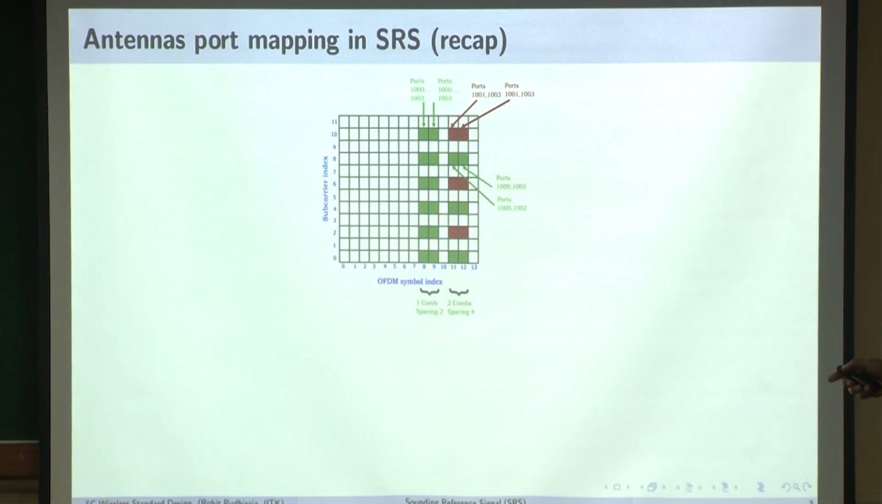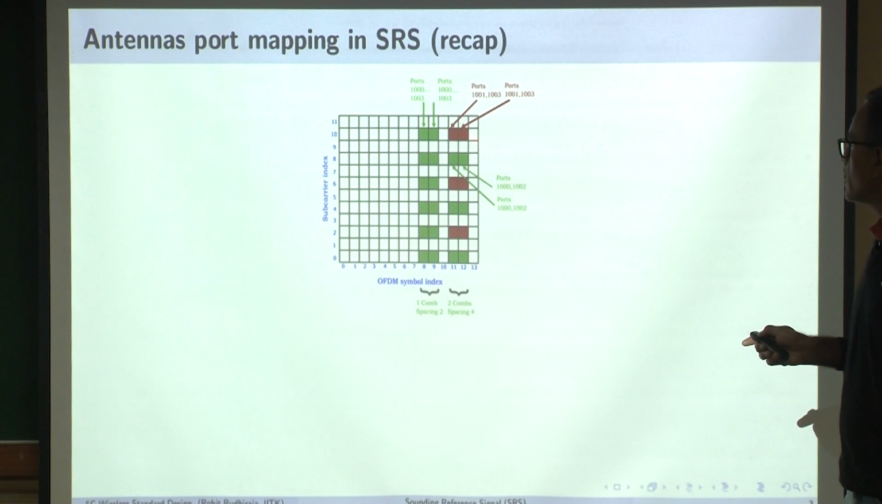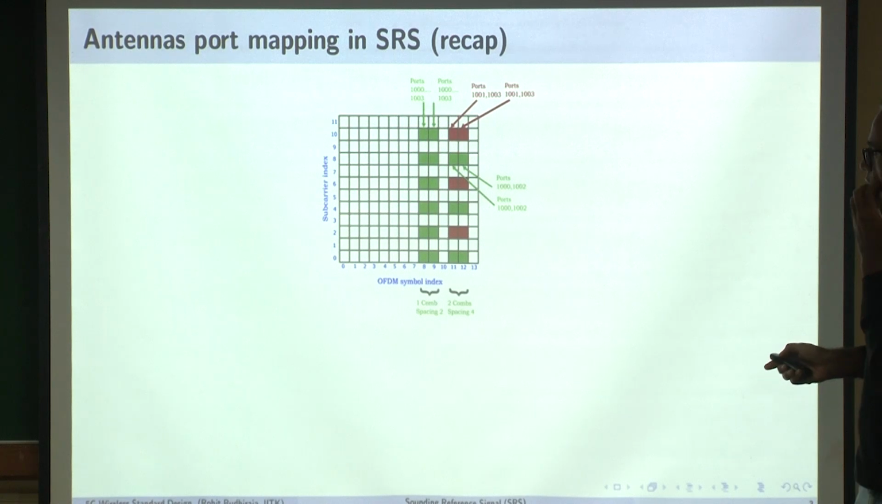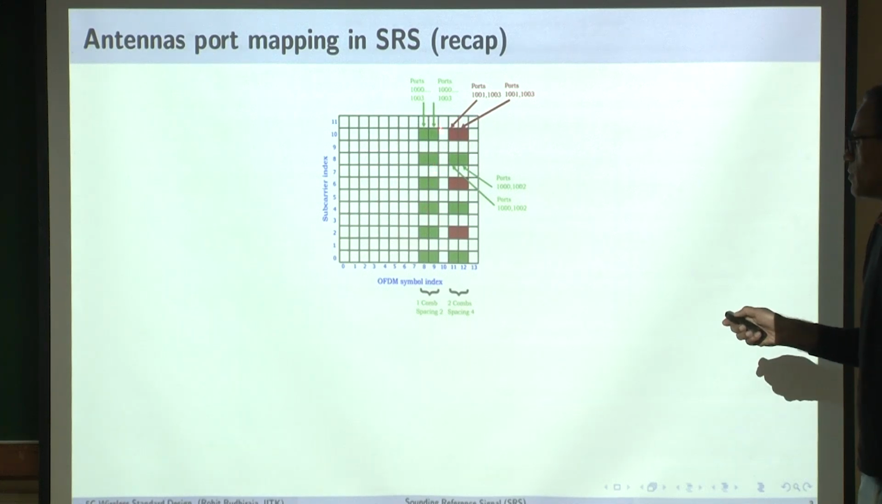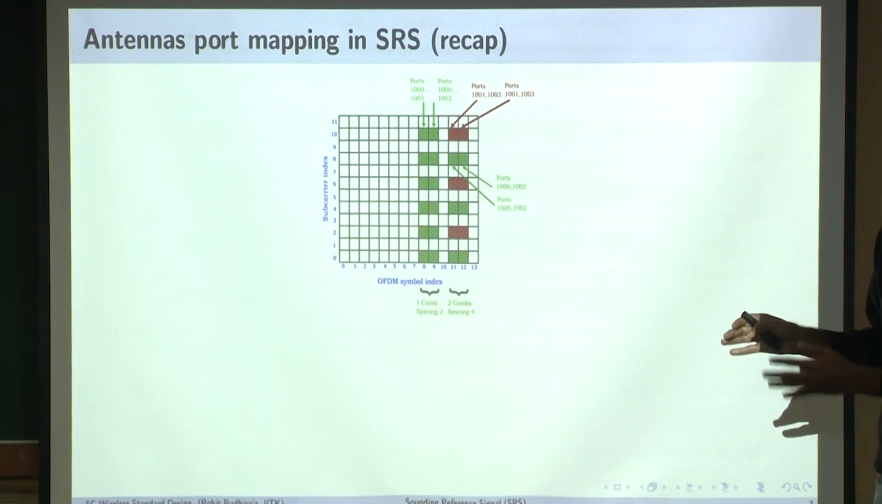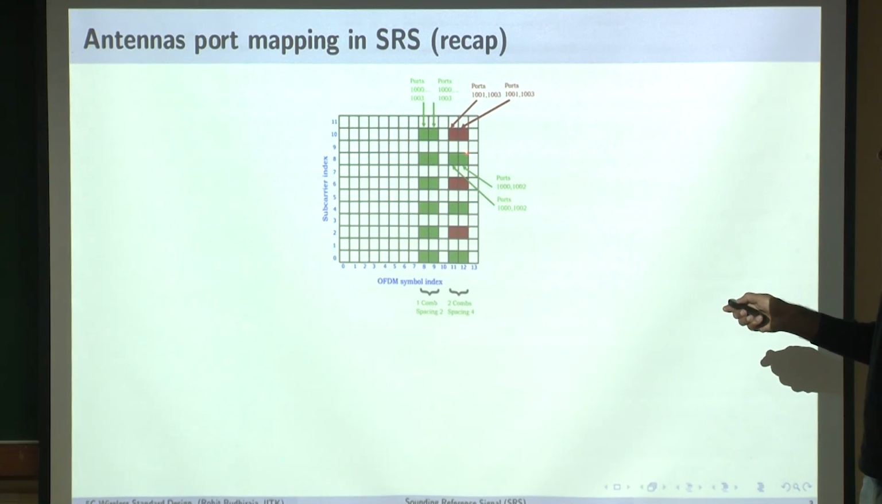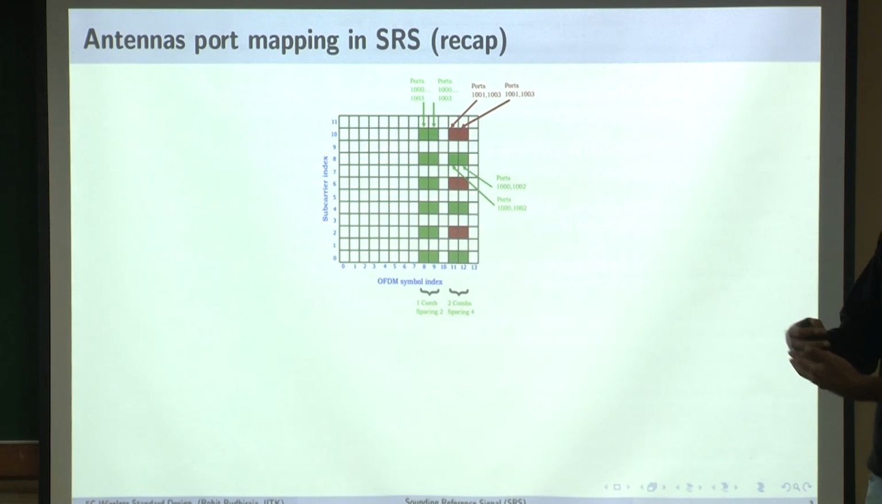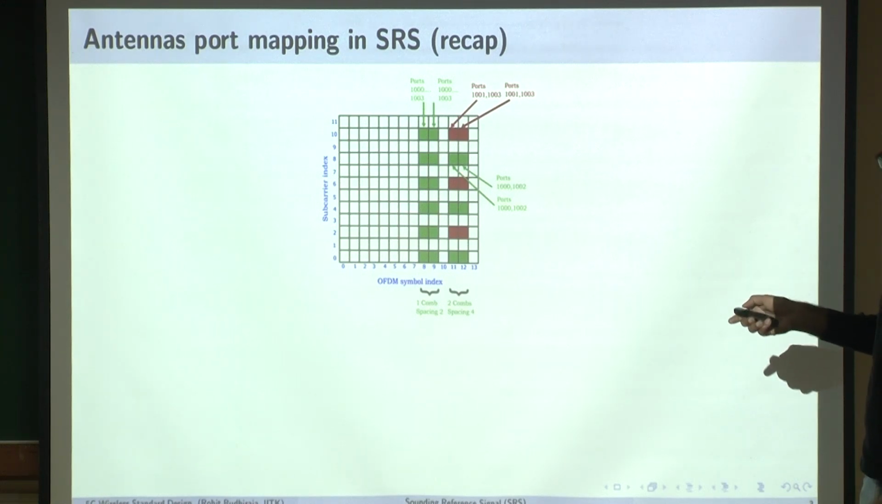And this is another example wherein you see that only 2 ports are mapped on one comb. So 2 ports on this and 2 ports on this. Of course there is a difference between this and this: the comb density has reduced here. If you want to compare this and this, what have we done? We have basically reduced the resource element density in this case, and then multiplexed 2 different ports on each of these combs, when compared with this.